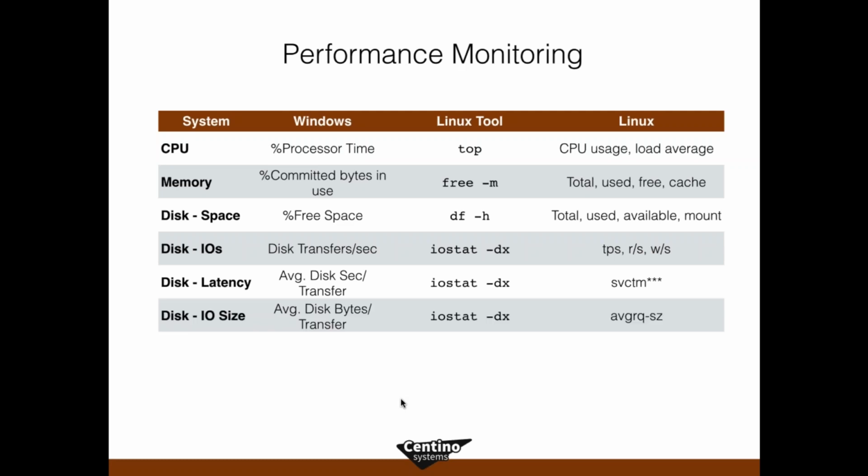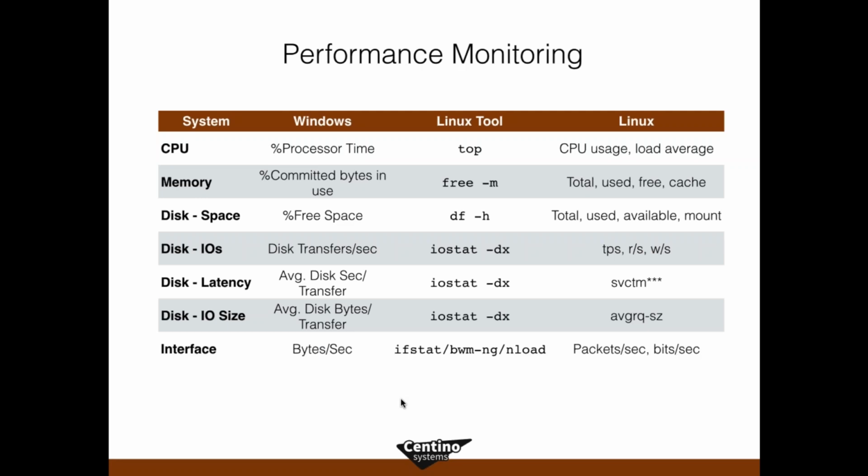IO size, again, SQL Server pros, we care about IO size, and it also correlates back to latency, right? Bigger IOs will take longer time. So we need to look at both of these values. Again, you can get that from average disk bytes per transfer. iostat -dx will answer that same question. Average request size is the attribute that you want to look for there.